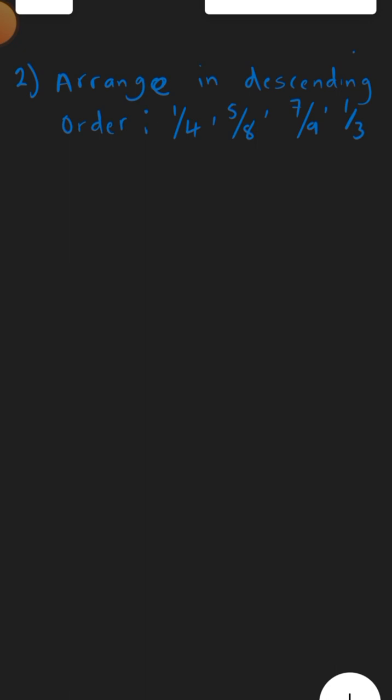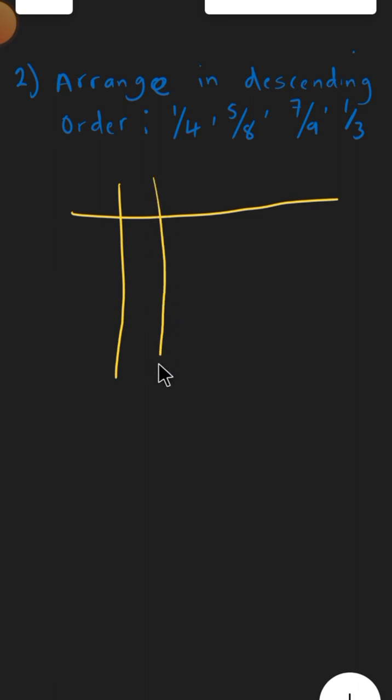Alright, number 2 we have here: arrange in descending order. So it means we're going to start from the biggest number down to the smallest number. As usual, we're going to find our LCM. We're going to draw a table again. So this is going to be 4, it's going to be 8, this is 9, and this is 3.